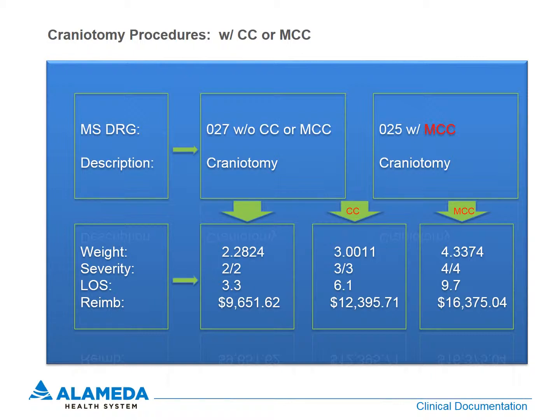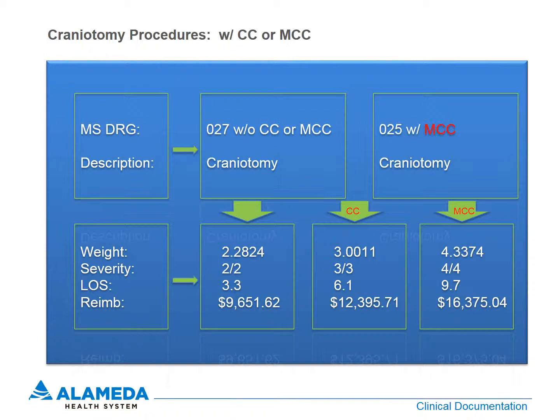This is a craniotomy. So a patient comes in with a craniotomy, and initially, with no comorbidities or major comorbidities, the weight is a 2.2. Their severity of illness is 2/2. Their length of stay is 3 days with a reimbursement of $9,600. If we capture a major comorbidity with this MCC, instead of it being weight loss, it's severe malnutrition, it increases the acuity weight of that patient from a 2.2 to a 4.3. Their severity of illness goes to 4/4. Their length of stay goes up to 9.7 days from 3 days. So we get an additional 6 days, and their reimbursement goes from $9,600 up to $16,000.